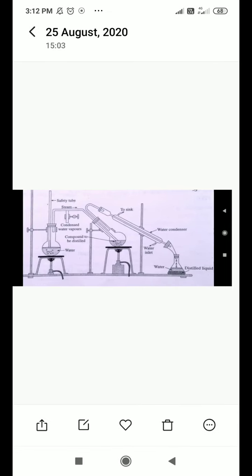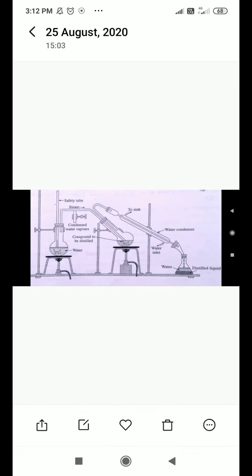Then what happens when the mixture gets boiled? As you know, when atmospheric pressure is equal to your vapor pressure, then your compound boils.